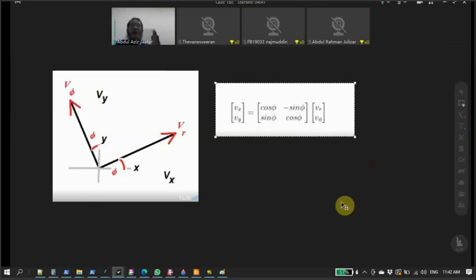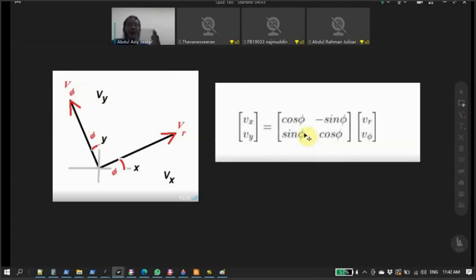So this is the equation for conversion. The first matrix here represents cos theta, then minus sin theta, and then sin theta, cos theta, multiplied with the 2 by 1 matrix Vr and V theta.